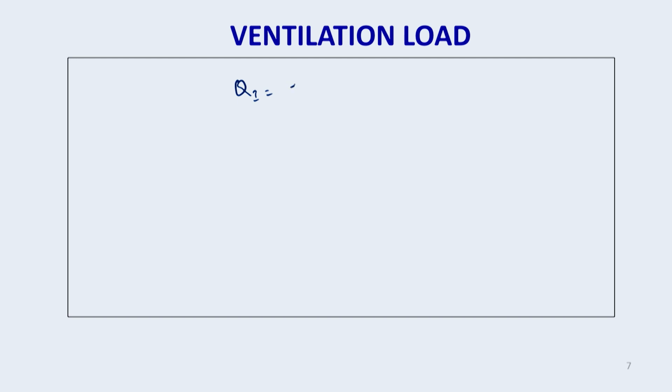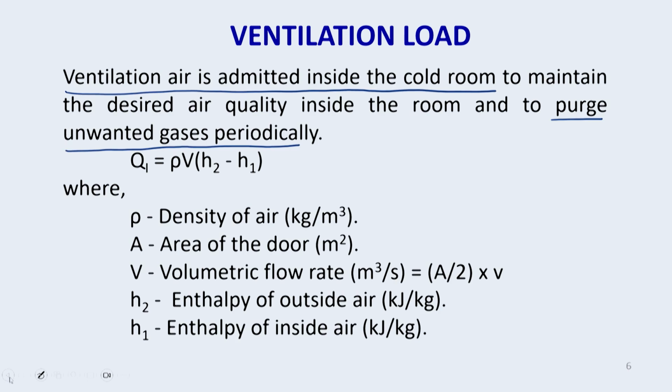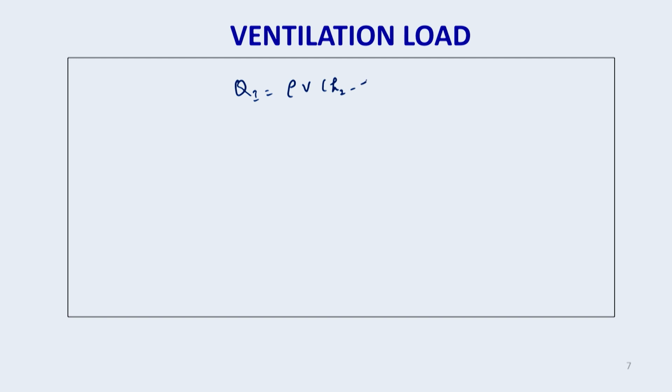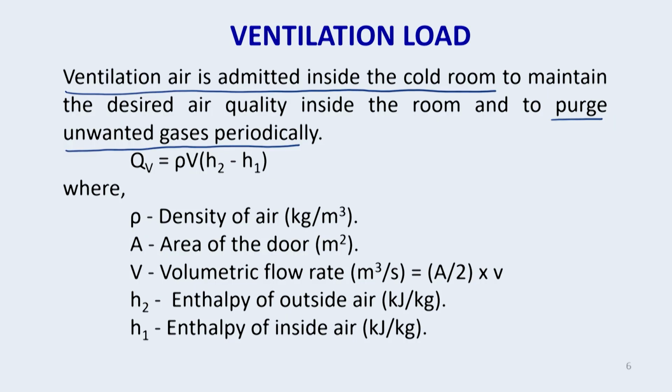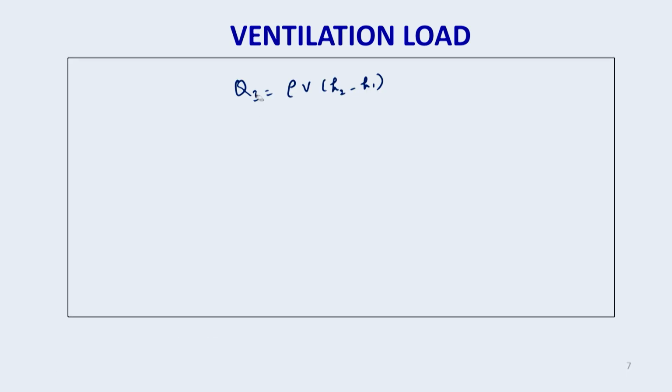Qi is equal to rho into V into H2 minus H1. Let us take this as ventilation, QV, otherwise it will be confusing. So let us take this as ventilation load. QV represents ventilation load. So here also let me write it like that.